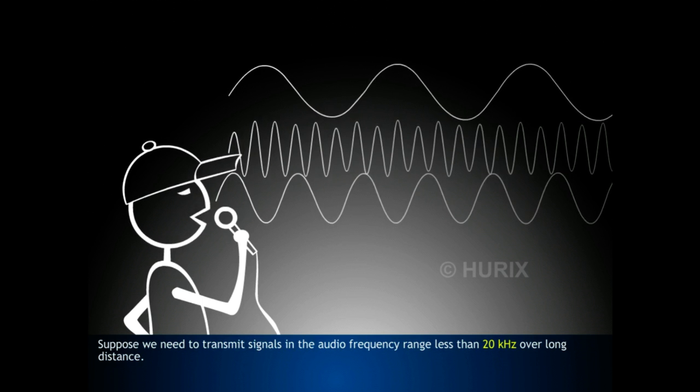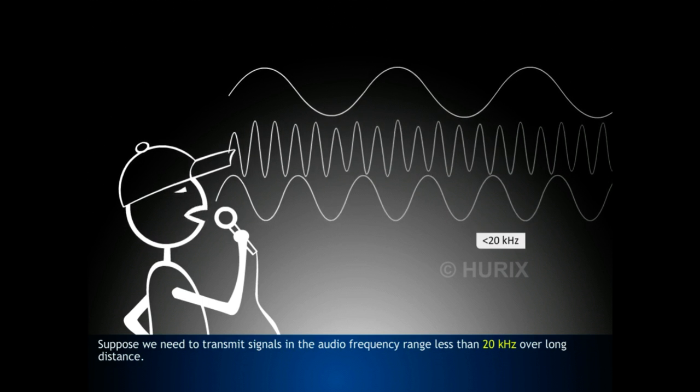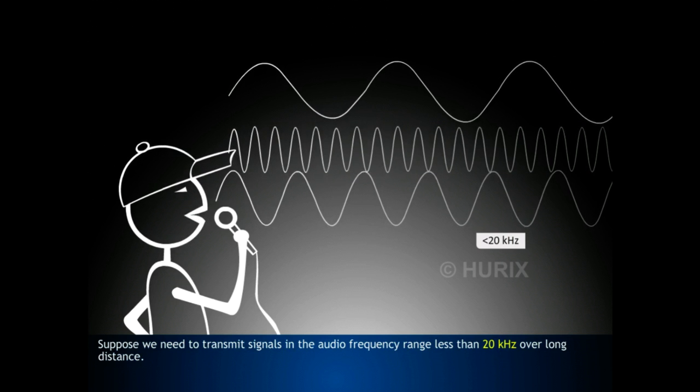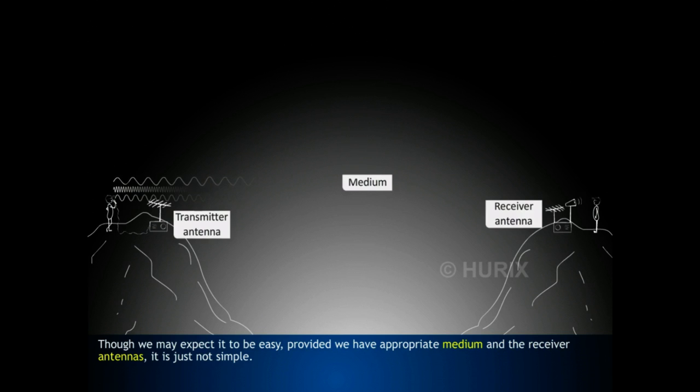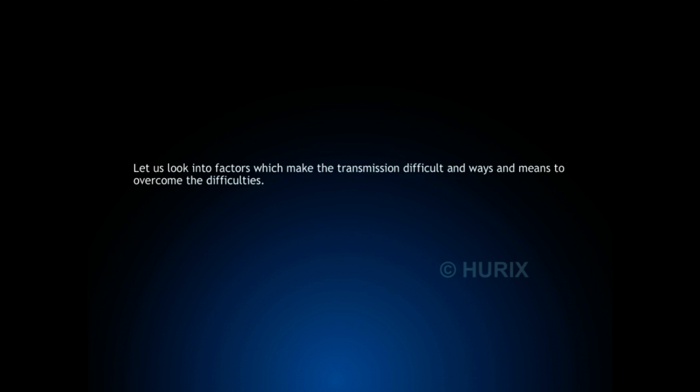Suppose we need to transmit signals in the audio frequency range less than 20 kHz over long distance. Though we may expect it to be easy, provided we have appropriate medium and the receiver antennas, it is just not simple. Let us look into factors which make the transmission difficult and ways and means to overcome the difficulties.